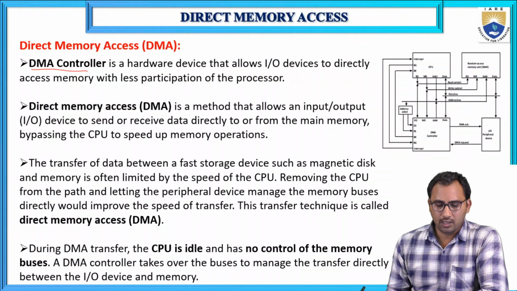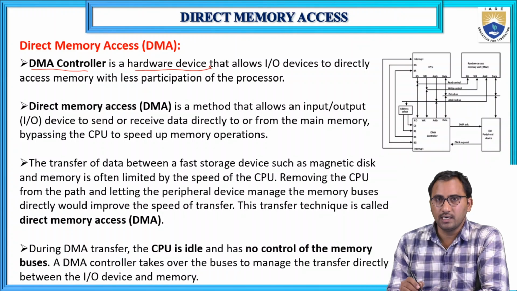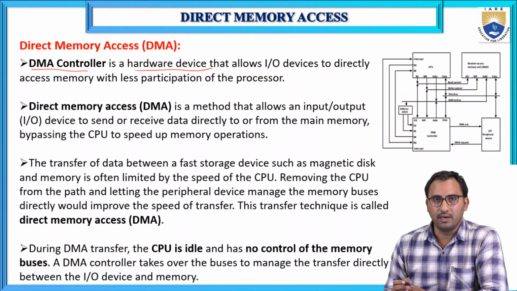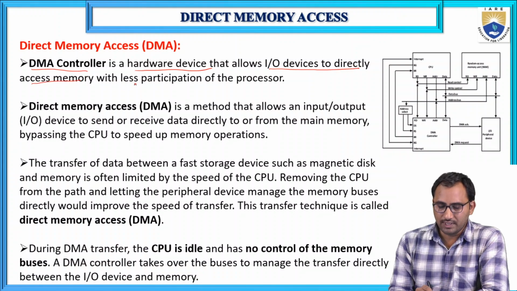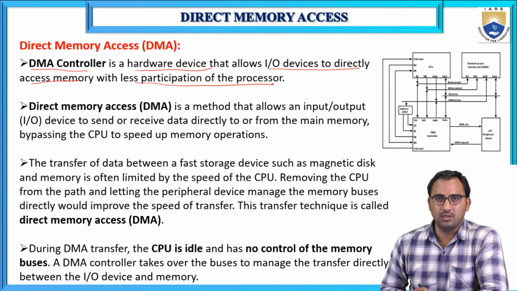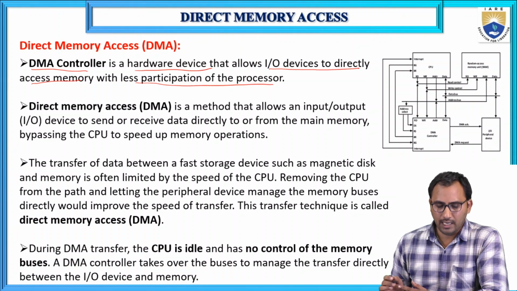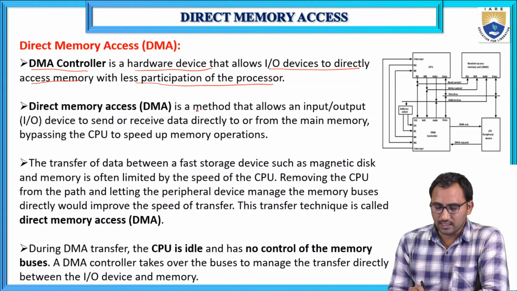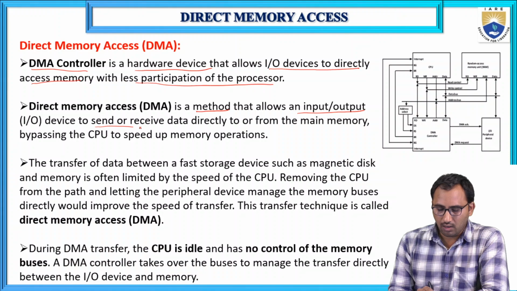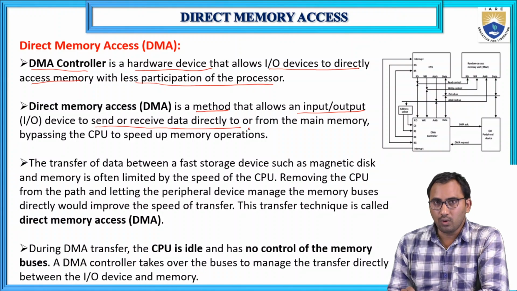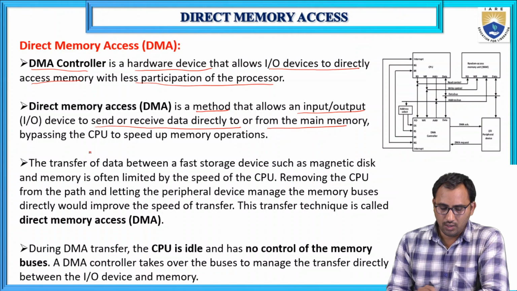The DMA controller is a hardware device. It is a hardware device that allows I/O devices to directly access memory, with less participation of the processor. So direct memory access is a method that allows an input or output device to send or receive data directly to or from the main memory, bypassing the CPU to speed up memory operations.